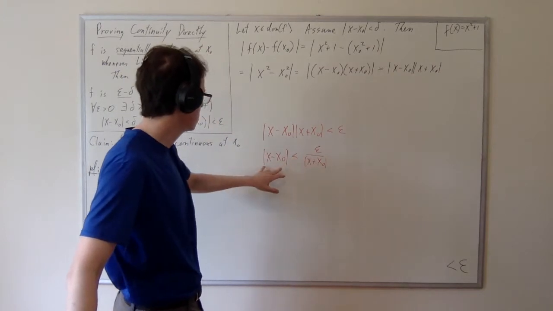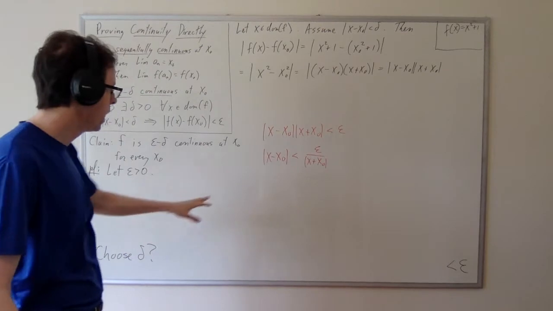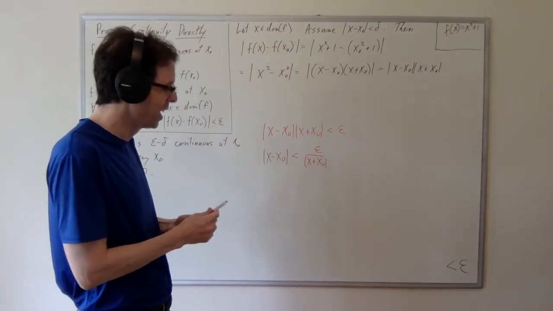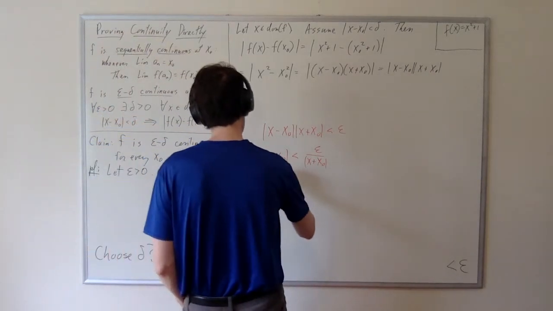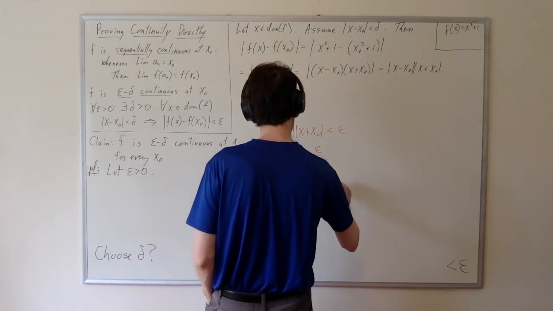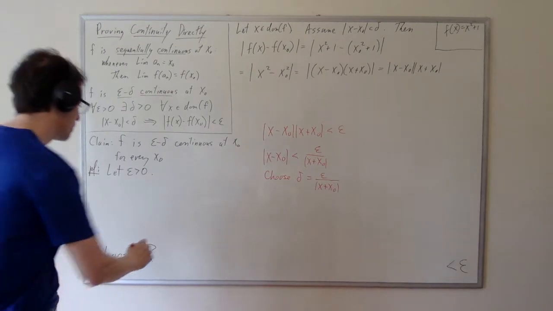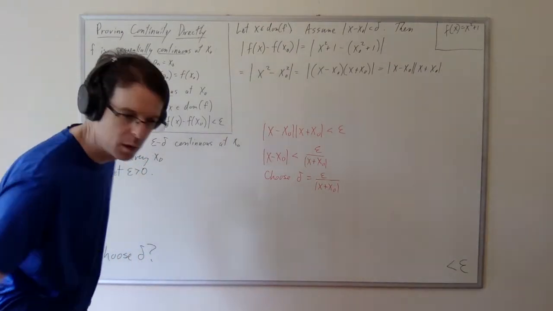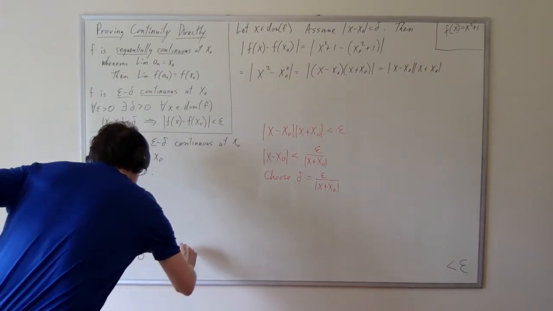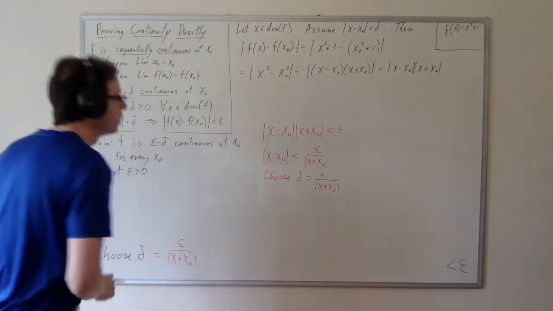And so since I'm still pending a decision about what delta is supposed to be, I can choose delta to be this quantity, right? This is how we usually do things. And so I'm going to choose delta to be epsilon over absolute x plus x naught. And that informs what we're doing here. So we're going to choose delta, and that's going to be delta is equal to epsilon over x plus x naught absolute.